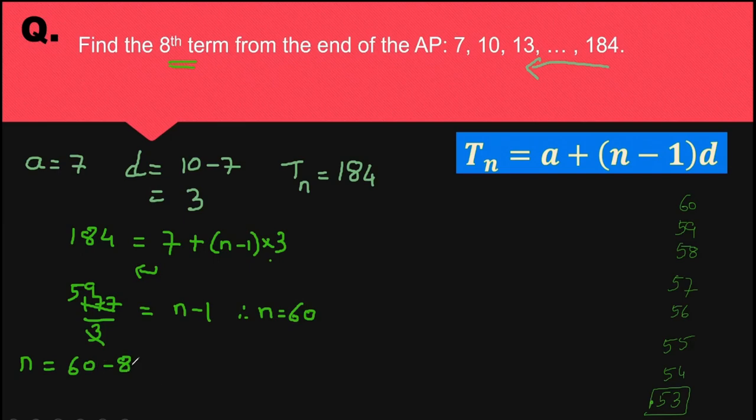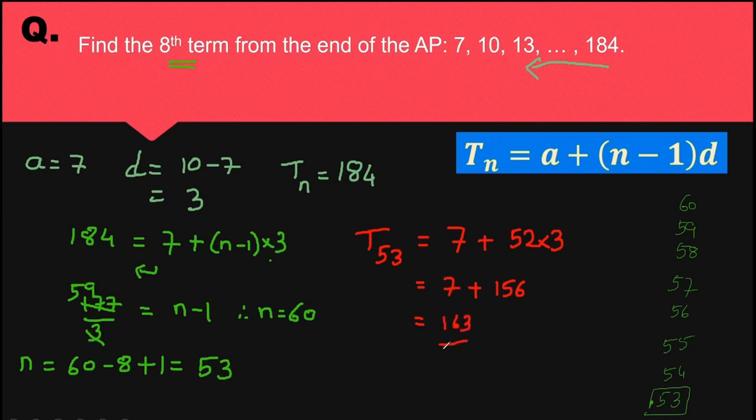60 minus 8 means 8 terms are removed, but we want the 8th term, so we add 1 to get the required term. So our required term is the 53rd term of this AP. So T53 is a, 7, plus 53 minus 1, that is 52, times d, that is 3. So 7 plus 156, and that is 163. So the eighth term from the end is 163.